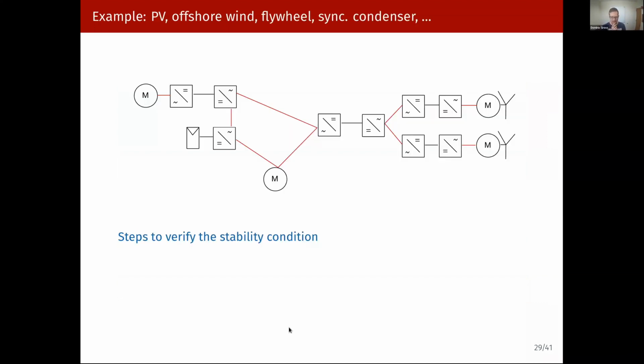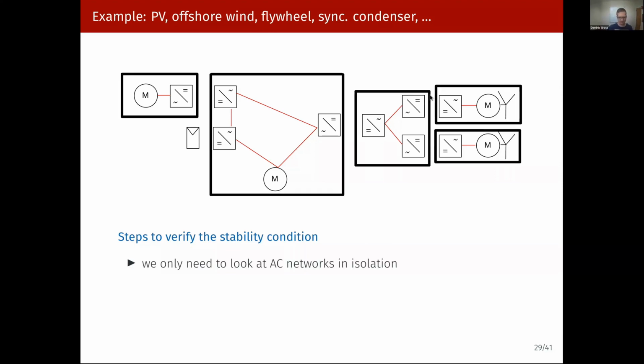So maybe to give an example of what this means, here's a system. This is a flywheel, so a machine with a back-to-back converter. Then you have wind turbines connected through an HVDC, so a wind turbine with a back-to-back converter, and then here the HVDC network, and then here an AC network that has a machine and a PV attached to it. And to verify these stability conditions, you can cut this up, so you don't need to look at DC networks as long as all of this is connected. So you can look at every AC network in isolation.